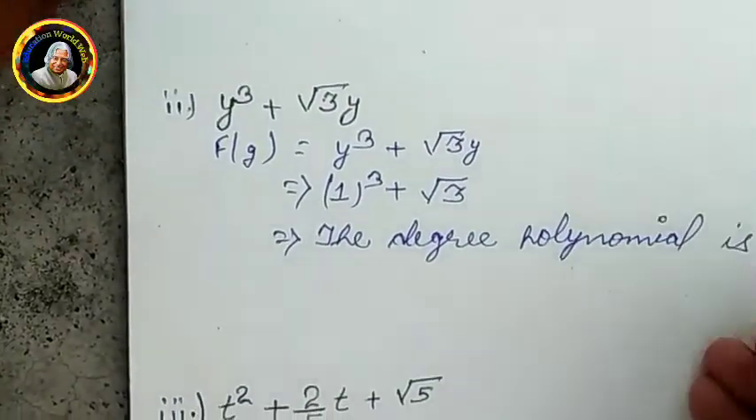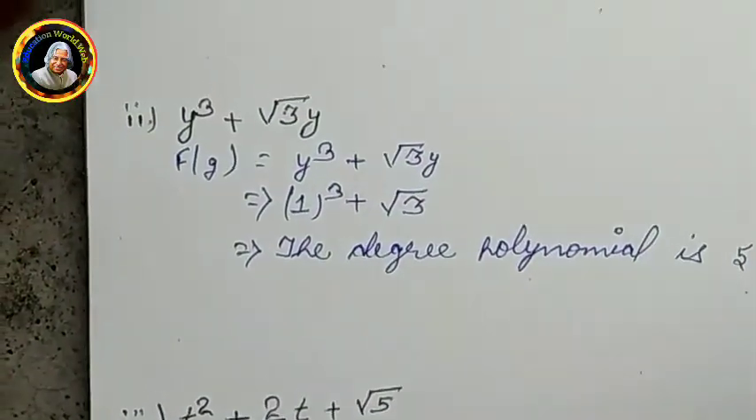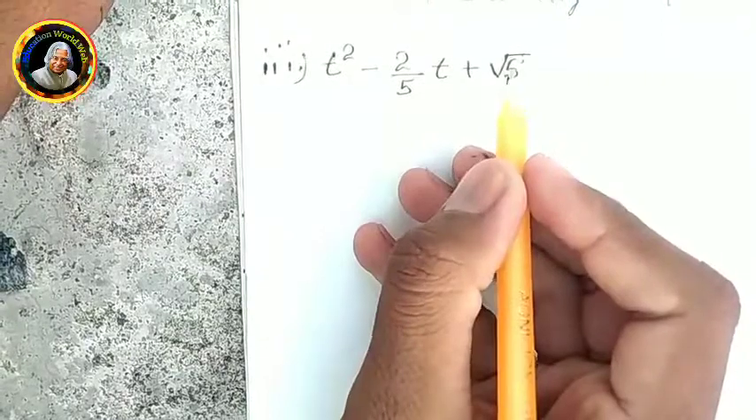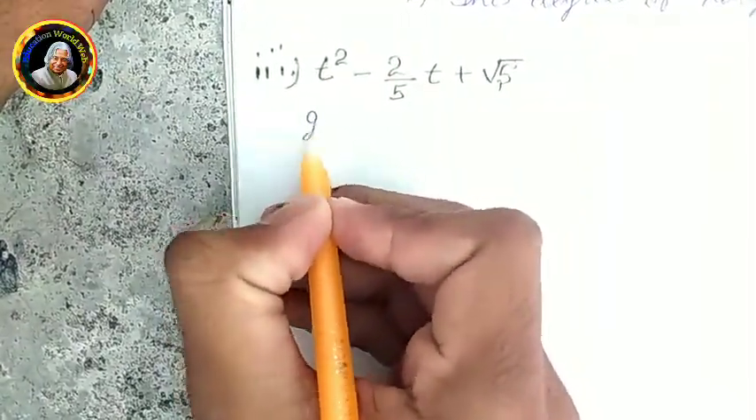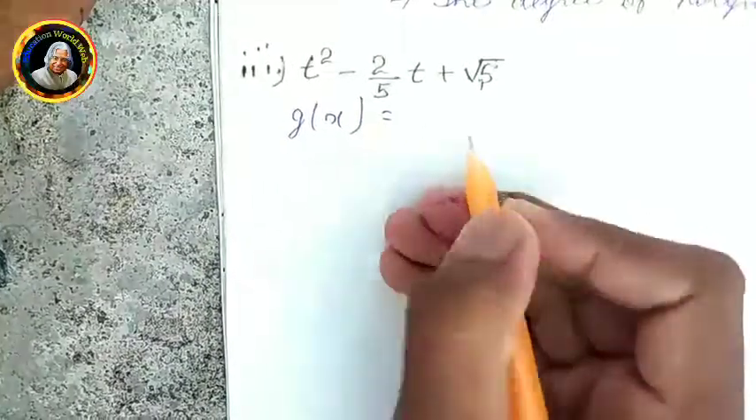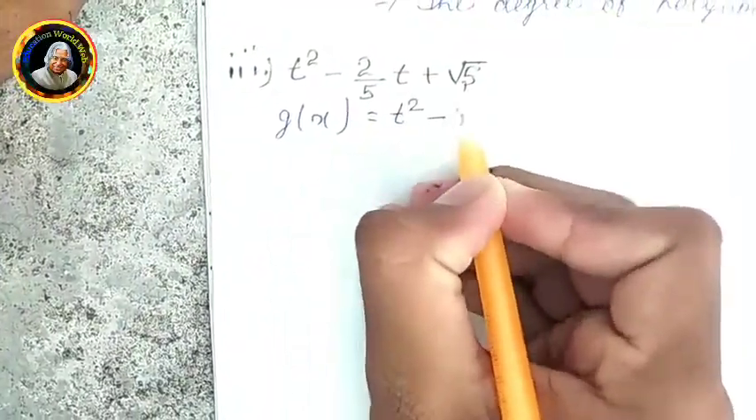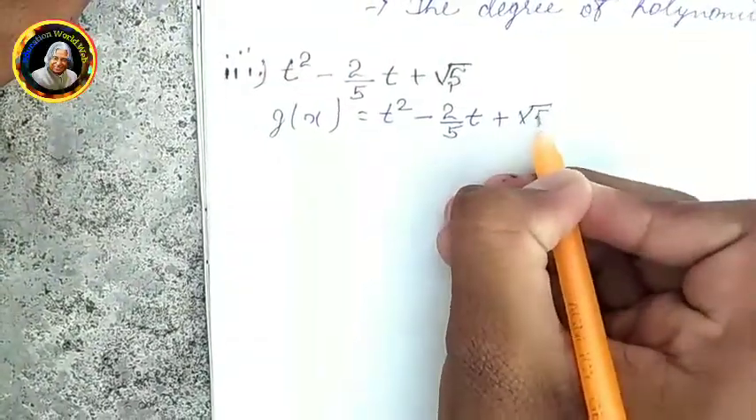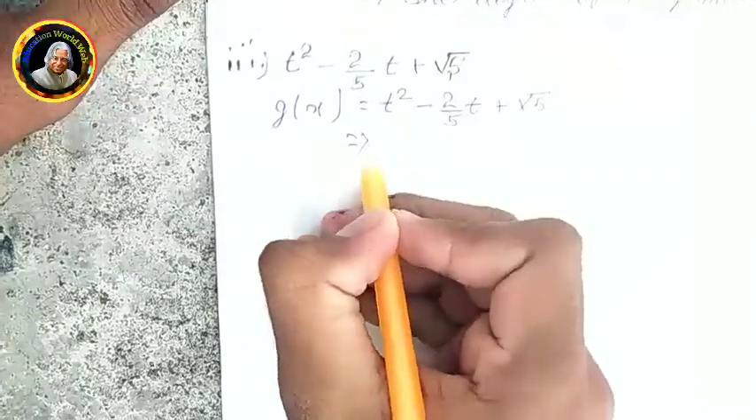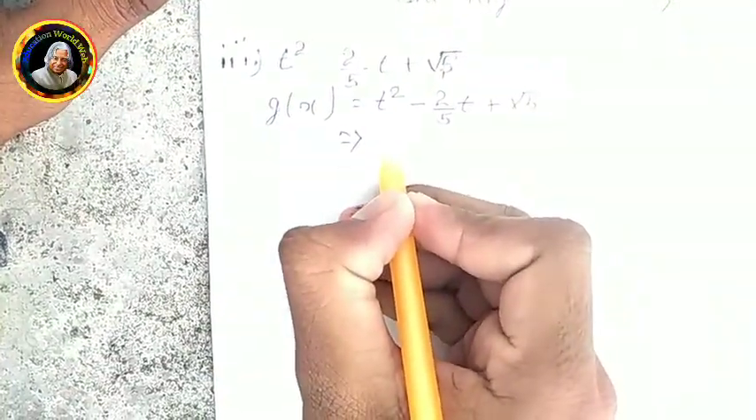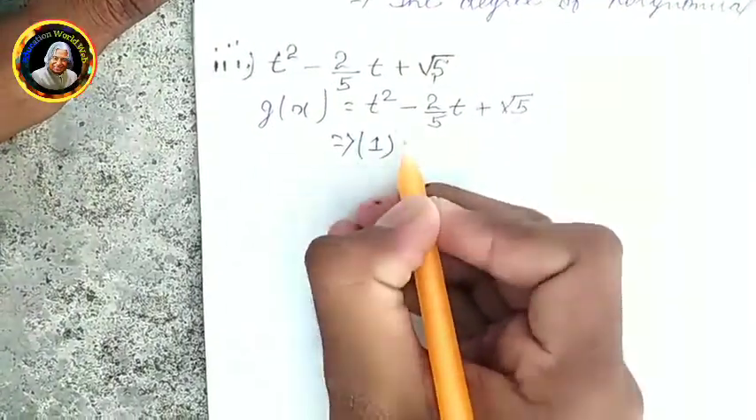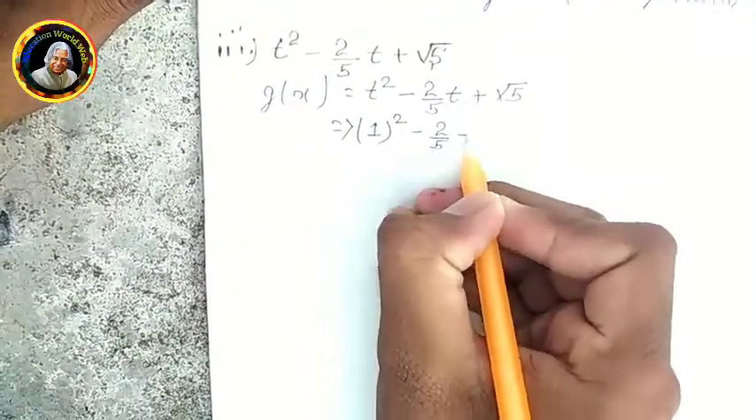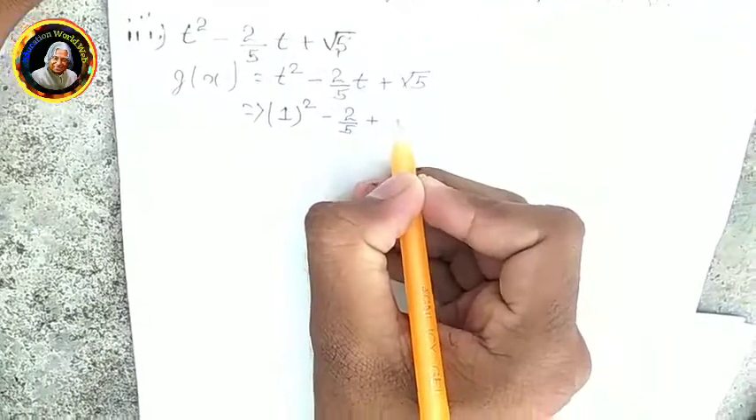is 3. Next is t square minus 2 by 5 t plus under root 5. So g(t) is equal to t square minus 2 by 5 t plus under root 5. So the coefficient of t square is 1, the coefficient of t is minus 2 by 5, and the constant under root 5 has coefficient 1.